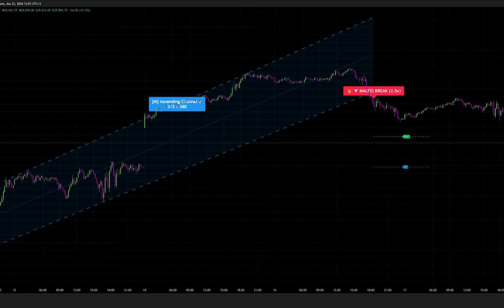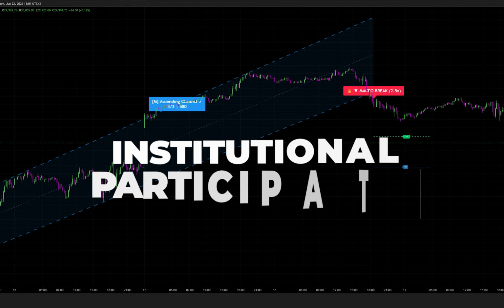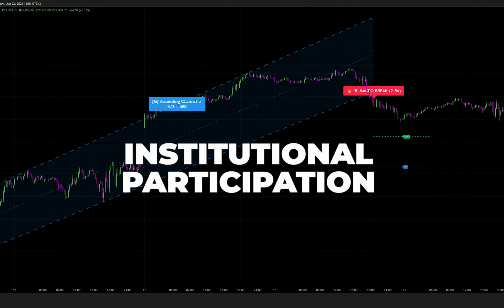Here in this example, volume ratio is very high. Fire emoji on the label. That means the break had institutional participation. Big money confirmed the move.